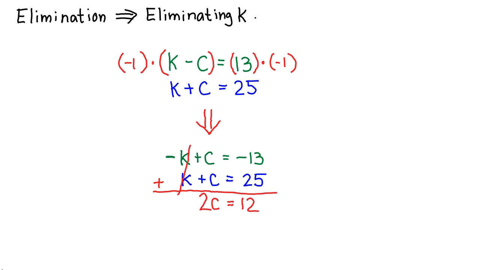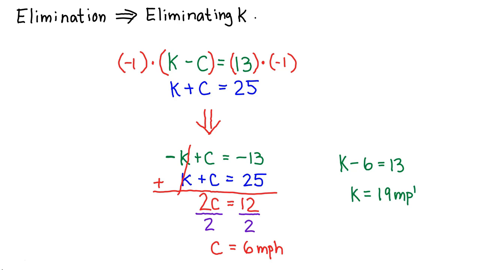You would end up with 2c equals 12, and then dividing by 2 on both sides of the equation, you would get that c equals 6 miles per hour. And then going back to one of the original equations, the top equation was chosen in this instance. k minus 6 would equal 13, which means k had to be 19 miles per hour.